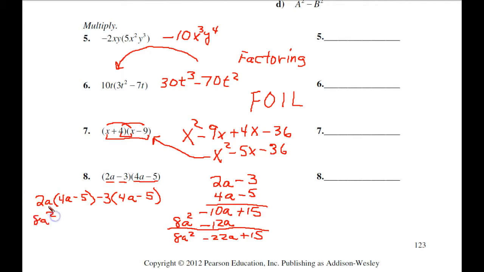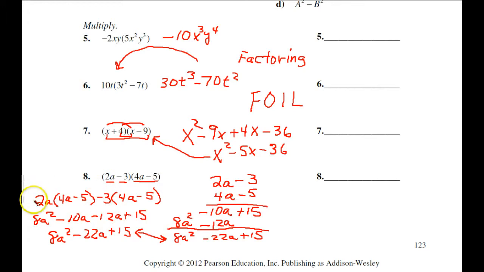Now you distribute, and you get 8a squared minus 10a. Then you get a negative 12a plus 15. And then you group your like terms. 8a squared minus 22a plus 15. And you might say, wow, these are the same. Exactly.